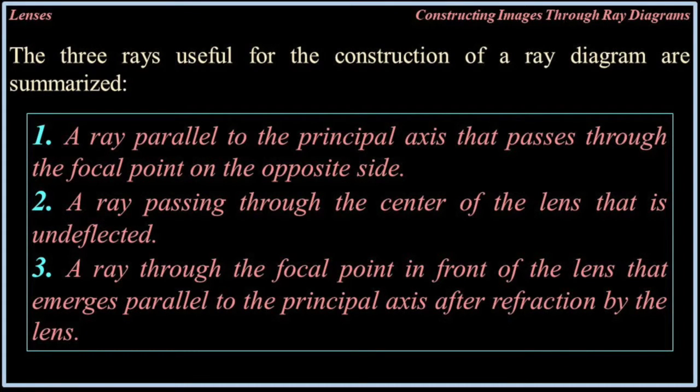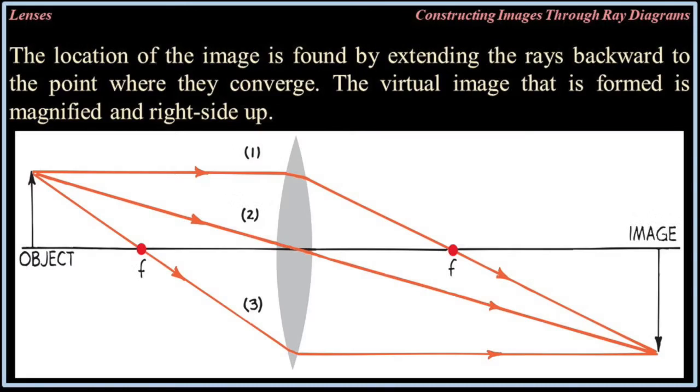The three rays useful for construction of a ray diagram are summarized. 1. A ray parallel to the principal axis that passes through the focal point on the opposite side. 2. A ray passing through the center of the lens that is undeflected. 3. A ray through the focal point in front of the lens that emerges parallel to the principal axis after refraction by the lens.